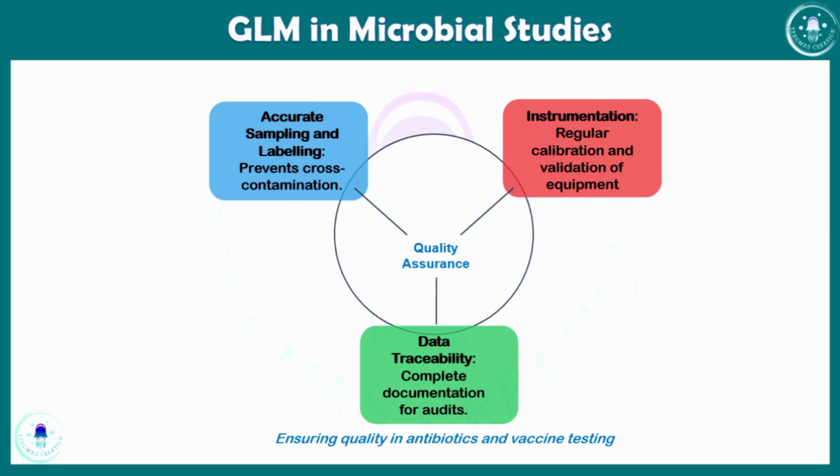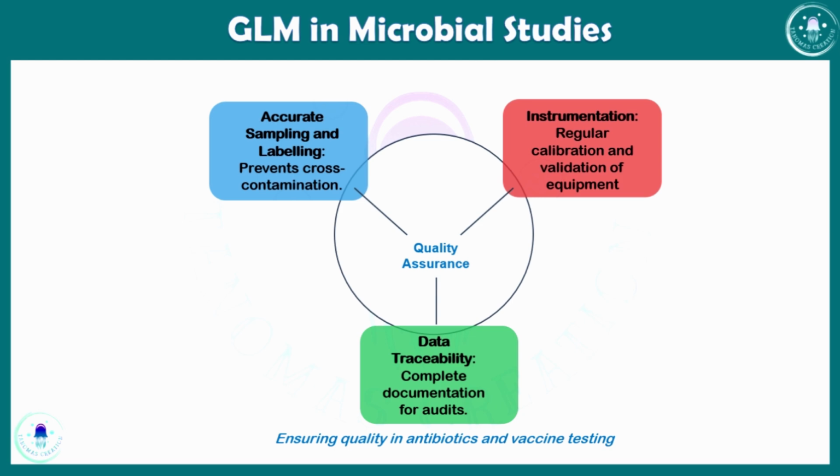Now instrumentation. Instruments that are used for microbial testing, like incubators and spectrophotometers, must all be regulated and calibrated regularly. Okay, every time. At every interval, you should calibrate it further, right? And validate it, to provide accurate measurements. Otherwise, after some interval, the calibration will get over. Okay, so you need to calibrate it from interval to interval so that you get accurate results.